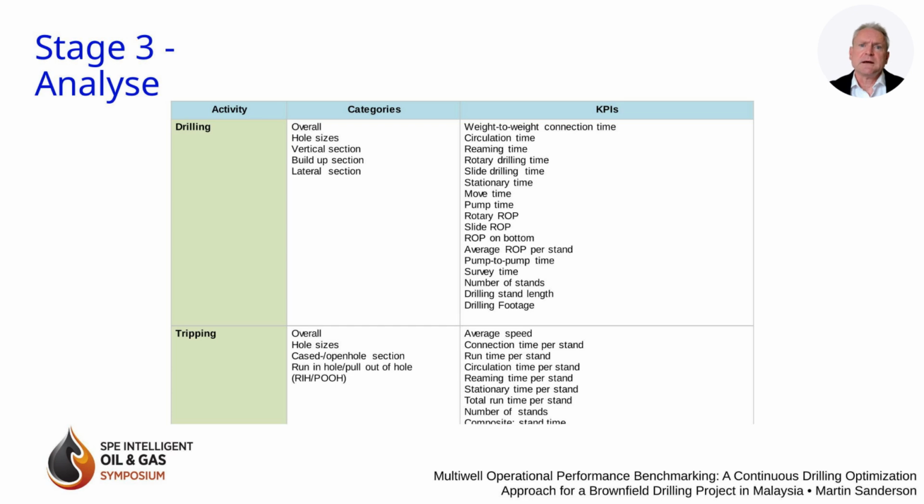In stage 3, a critical step is the building of a structured KPI database. This begins at the most basic level, with each individual activity carried out on the rig. For example, drilling ahead, making a connection, tripping in, or running casing. Each activity is clearly defined to avoid ambiguity in later analysis.